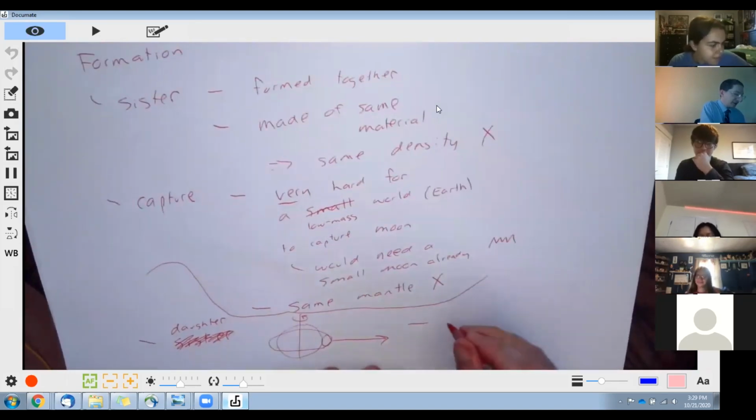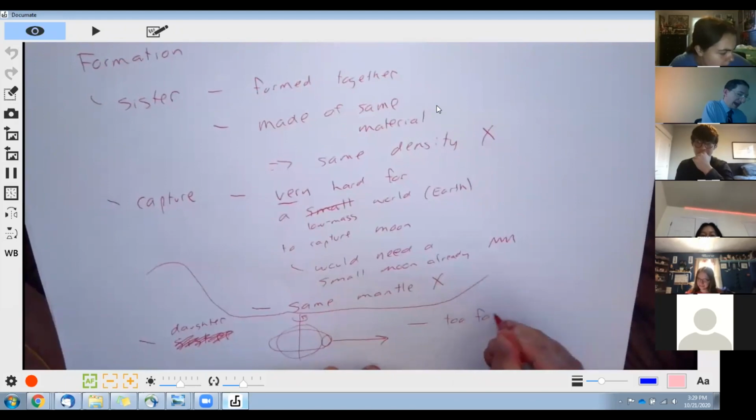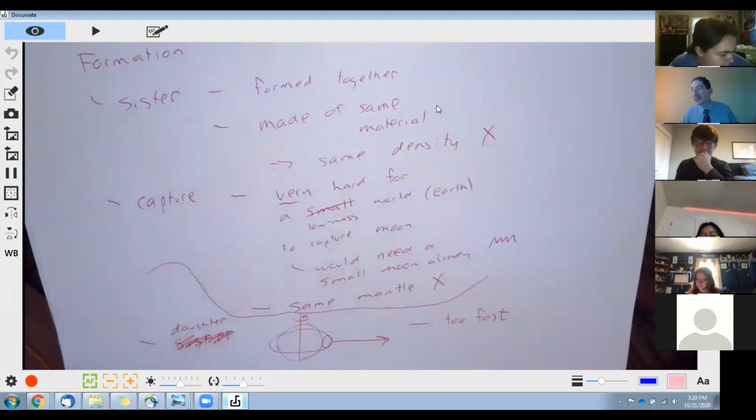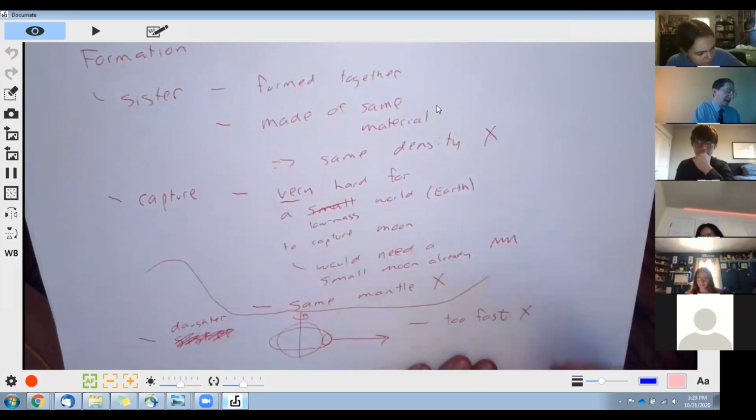The first problem with the daughter theory is Earth would have to be spinning way too fast. It would still be spinning on its axis every couple minutes. A day would only be a few minutes long. You've got to spin it that fast to break off a blob, and that's not the case.